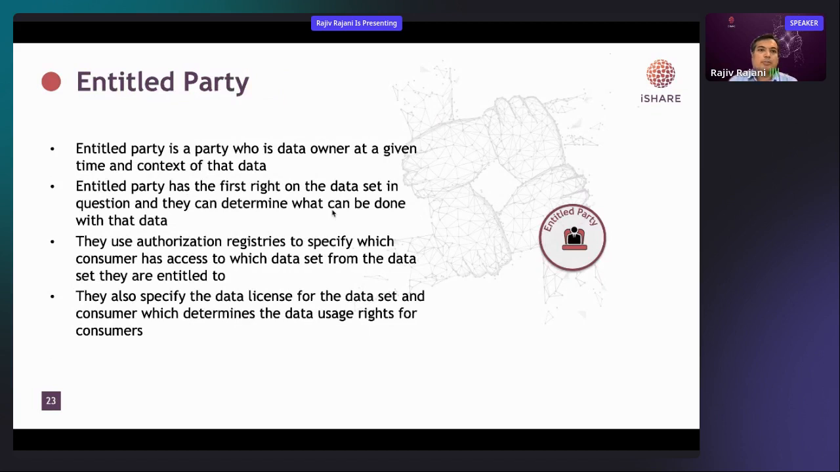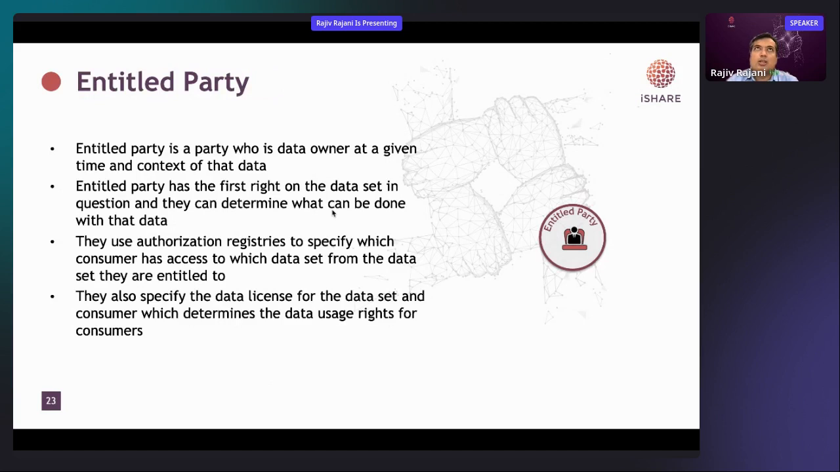The next role, the entitled party. We don't specifically call it data owner, because data owner is a very difficult term to define. Most of you probably already know that. So we call it entitled party. Entitled party is basically a party who is the data owner at a given time and context of that data. What essentially it means is that it is a party who has the first right on that particular data set, right? And it can determine what can be done with that data. So it is a party who has that right to that data, basically, at a given time.